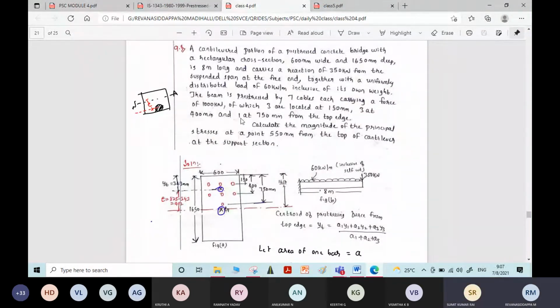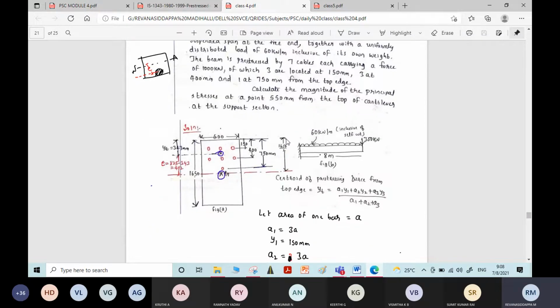7 cables, each carrying a force of 1000 kilonewton. All the 7 cables are placed at different locations. Means 3 cables are placed at 150 mm from the top of the beam, and 3 cables are placed at 400 mm from the top, and the remaining 1 cable is placed at a distance of 750 mm from the top. That is mentioned in the problem. And it is asked to calculate the principal stresses at a point 550 mm from the top of the cantilever at the support section.